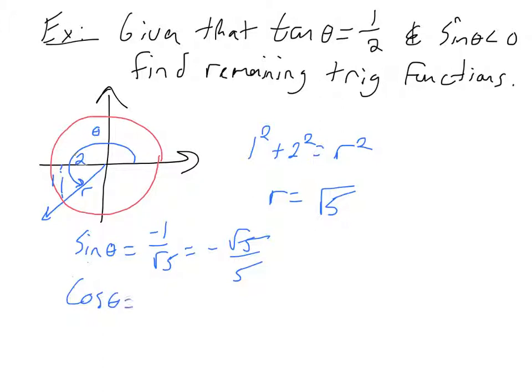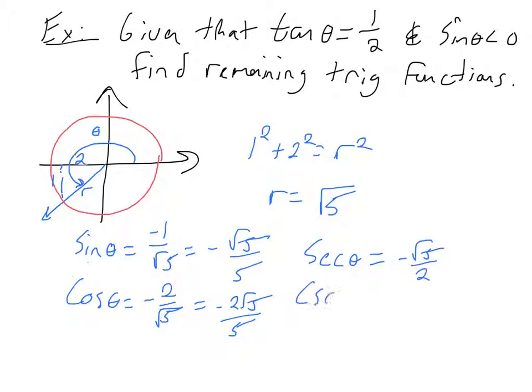Cosine theta is going to be also -2 over 5, so when I rationalize the denominator, it's going to be -2 square root of 5 over 5. Secant theta is just going to be the reciprocal of cosine, which will be negative square root of 5 over 2. Don't have to rationalize the denominator. Cosecant theta is going to be negative square root of 5. And cotangent is the reciprocal of tangent. It's just going to be 2.